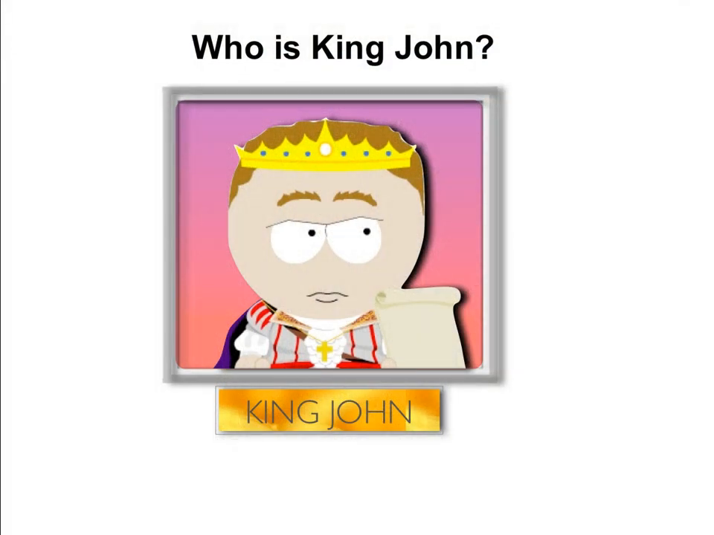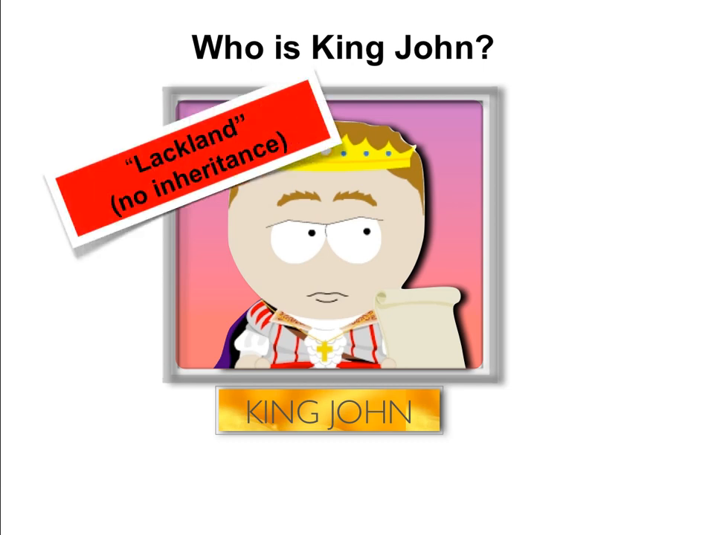To understand the Magna Carta, we have to understand King John. John was the younger brother of Richard. John wasn't supposed to be king. And when his brother Richard died in the Crusades, John took over. The problem is, John had no inheritance. He took over as king but had no land, so he had no money. And so when he went to war with France, he had to raise taxes.